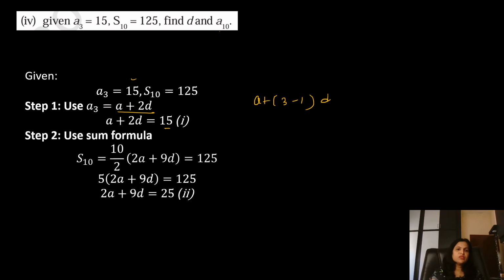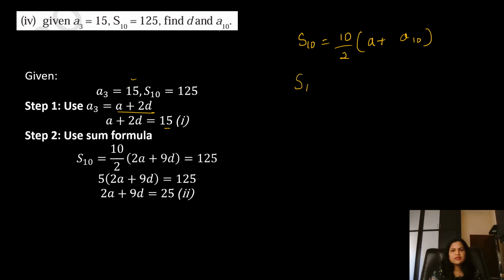Then step 2, use the sum formula. S10 is equal to 10 by 2 into (a plus ...). A is the first term. We don't know what the first term is, that's why it is a10. Like this we have to write; in the shortcut they have written it differently and you'll get confused. So a plus a10. That's why S10 equal to 10 by 2, which is 5, into the bracket a plus a10.